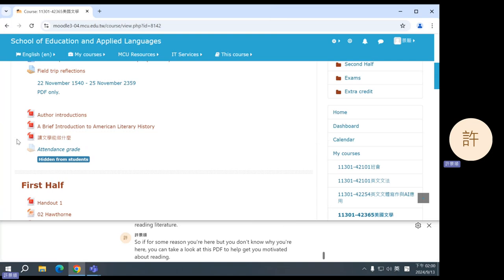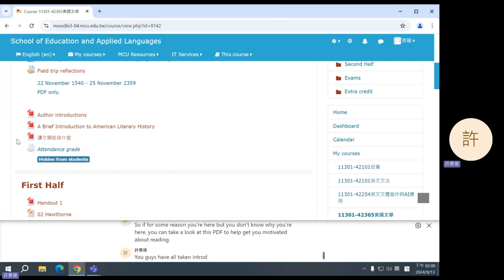You guys have all taken Introduction to British Literature, right? So you pretty much know what kind of course this is and what kind of things you will be reading. Do you think that you benefited from taking British literature? Did it help you in some way? Okay, so maybe American literature can help you in some different ways.